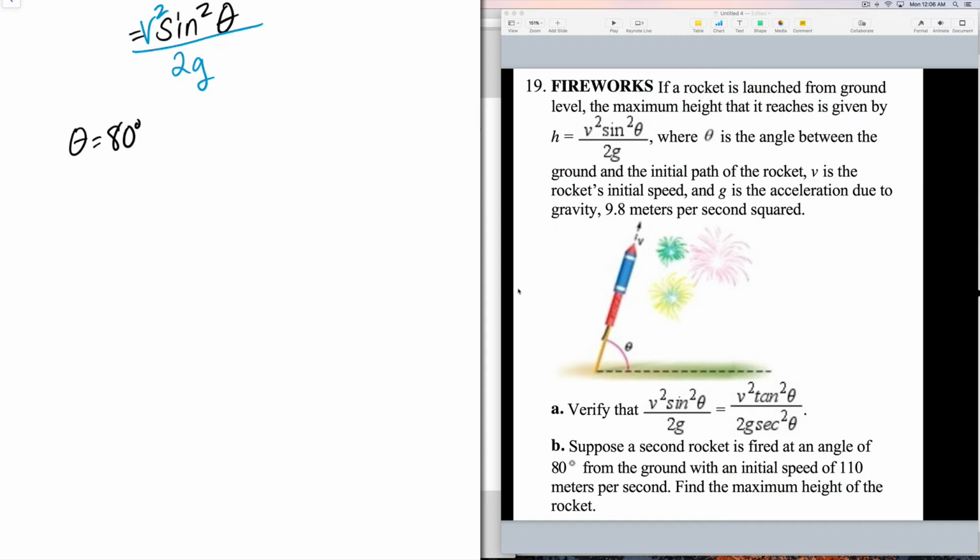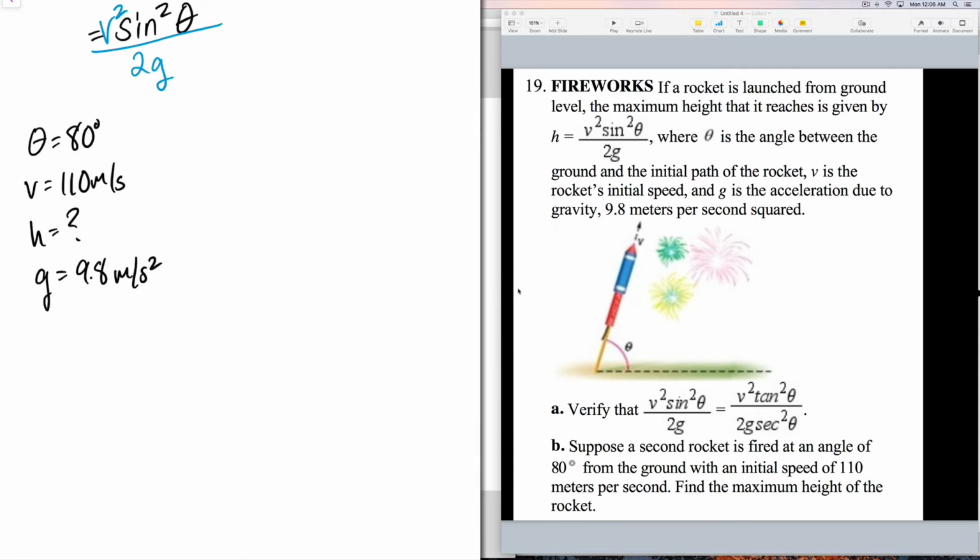And the initial speed is 110, so that's velocity, 110 meters per second. And I want to find the maximum height. What is h? And then of course I know g also, that is a constant, 9.8 meters per second squared. So now this is a matter of just plugging in my known values to find my h.